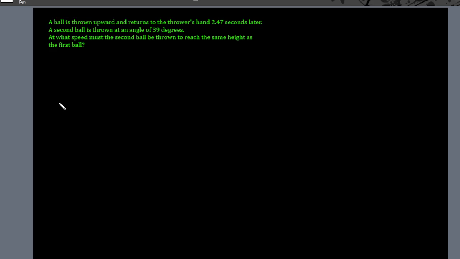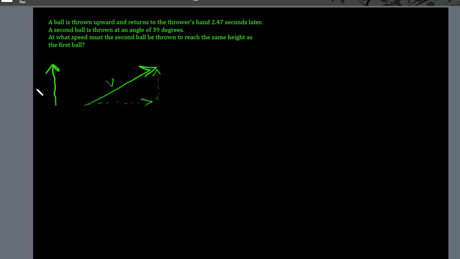Okay, so we've got one ball that is thrown upwards like this and reaches a certain height, and then we have a second ball which is thrown at an angle, and we want to see how hard the second ball has to be thrown in order to reach the same height as this one. And it turns out that when a ball is thrown diagonally like this, it is actually the y component of the velocity that determines how high it goes.